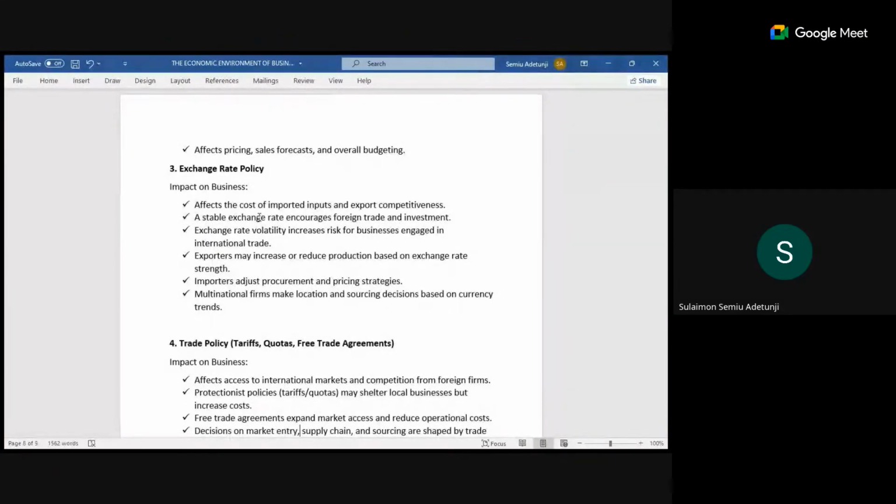Then multinational firms make location and sourcing decisions based on currency. If companies want to locate their business, they want to locate it in a country where they have a stable exchange rate. Nobody will want to go to a country where they don't have a stable exchange rate. There was a particular period when some companies were leaving the country because of high cost of production. These are the likely things that tend to happen when the exchange rate is not stable.